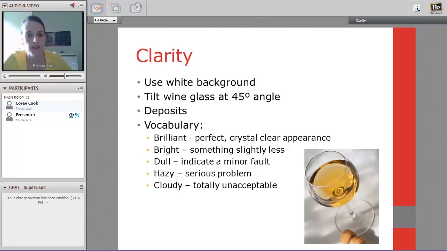Vocabulary can range from brilliant, which is crystal, bright, which is a little bit less. Anything in the dull, hazy, cloudy categories, you've got a problem with the wine. I mean, as long as it isn't condensation from the serving temperature. There's going to be something wrong with the wine. You've got some infection, it's either a yeast or a bacteria. There's something going on that isn't good. So you really should be in the brilliant or the bright category as far as clarity goes. But you do want to turn it at that 45-degree angle and take a look at those deposits.